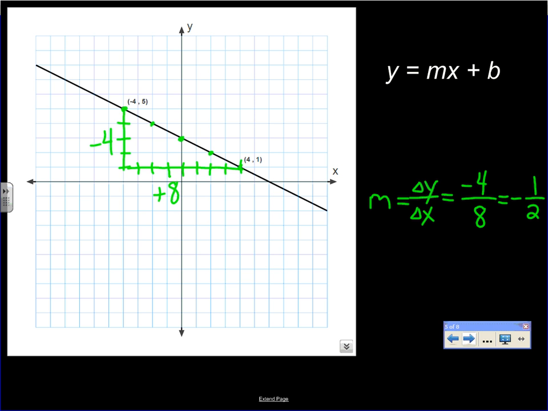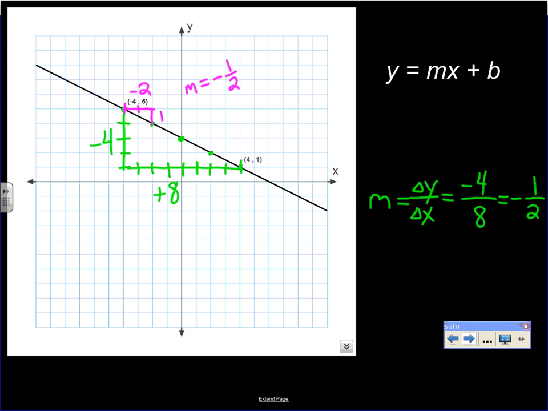And we could have also found that by saying the change in y here was 1. The change in x was -2 because we went to the left. And m was negative 1 over 2, change in y over change in x. So both of those slopes are the same. As long as you use points on the line, you're going to get the same slope no matter which 2 points you use.